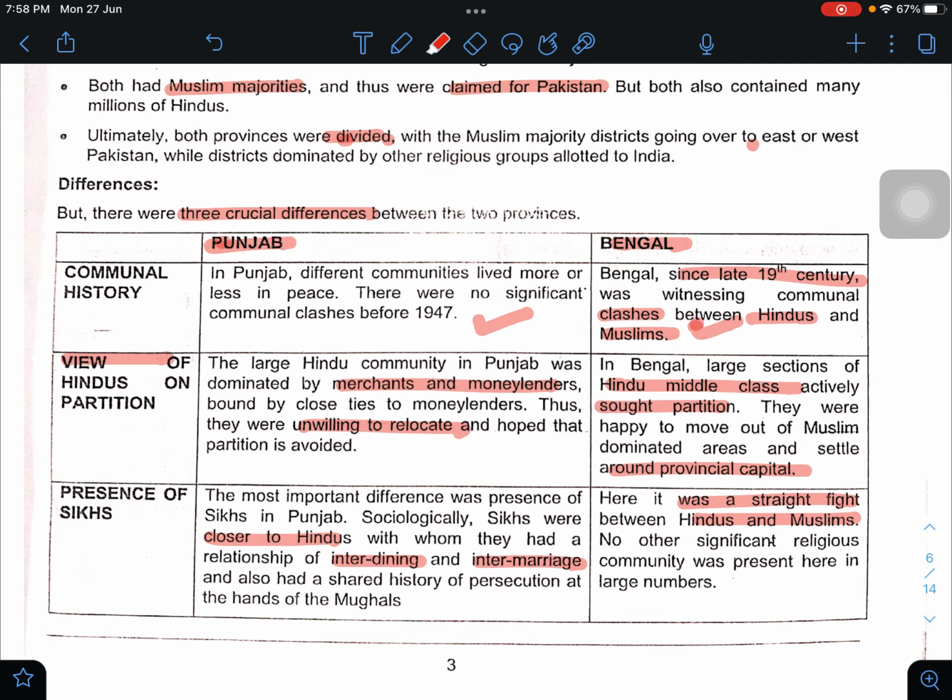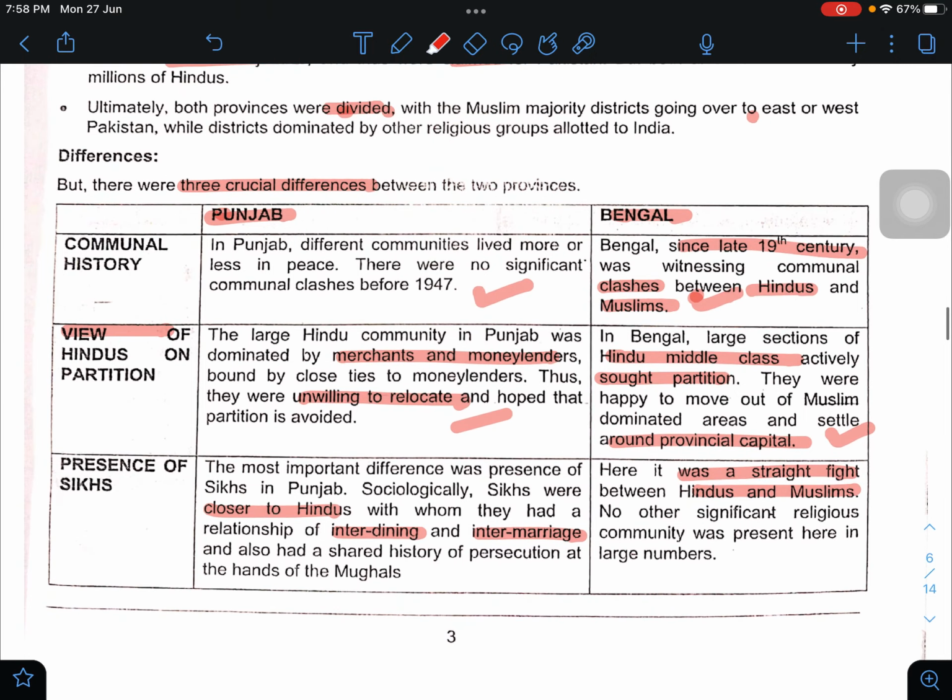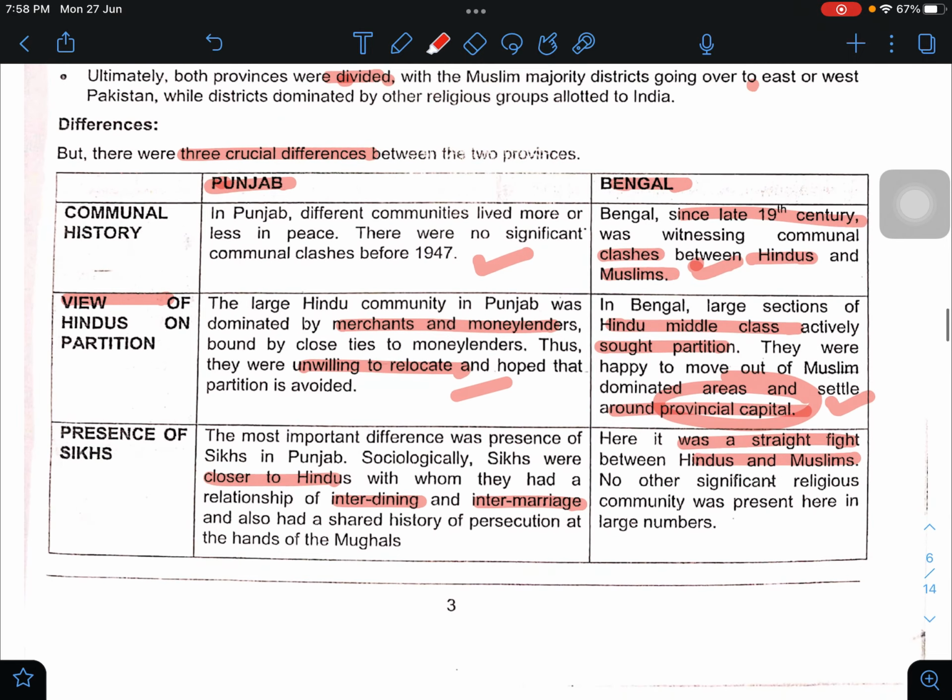Views of Hindus on partition. Hindus did not want to relocate in Punjab, but the Hindus of Bengal actively sought partition. They wanted to move out of the Muslim dominated area and settle around the provincial capital. Presence of Sikhs. There were Sikhs in Punjab, who were sociologically closer to the Hindus. They were involved in interdining and intermarriage, and Sikhs and Hindus had a shared history of persecution at the hands of the Mughals.